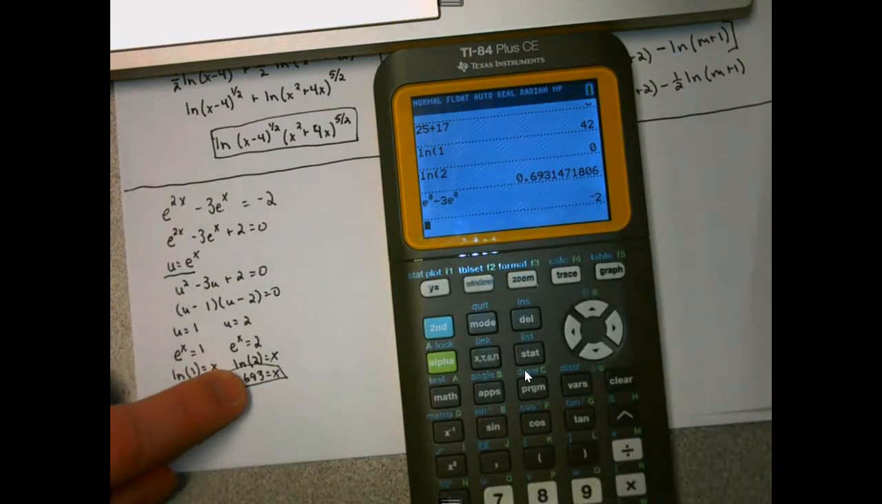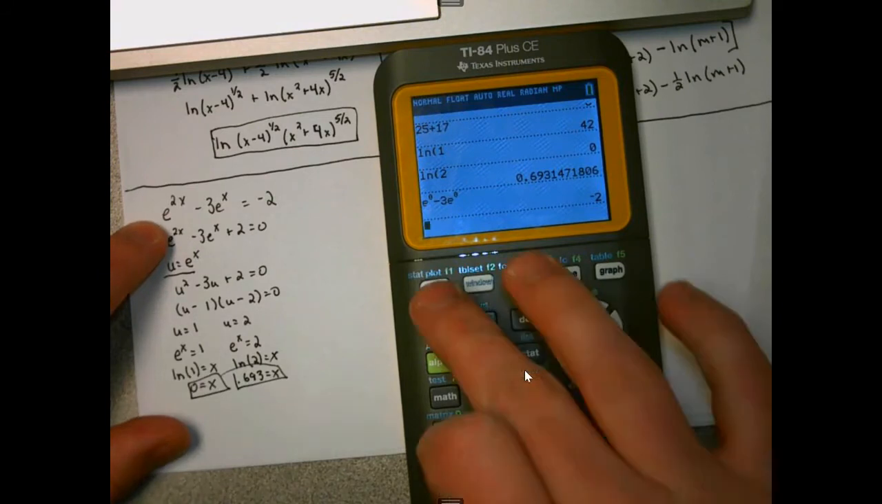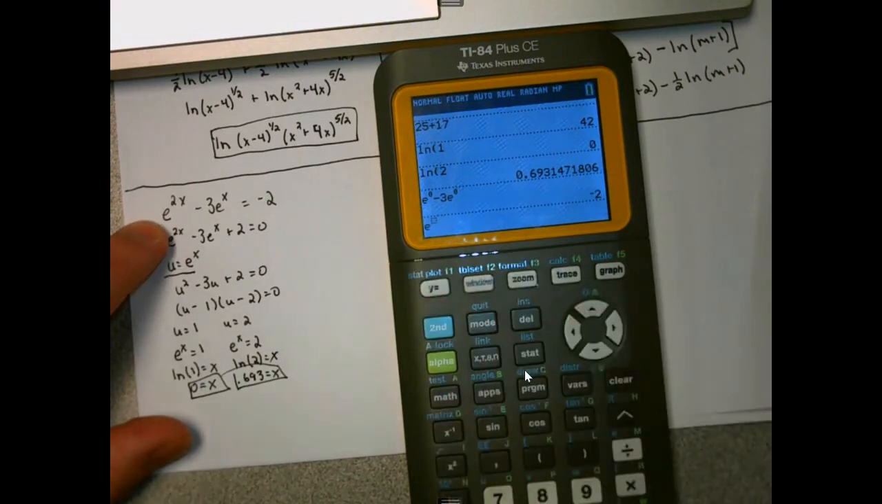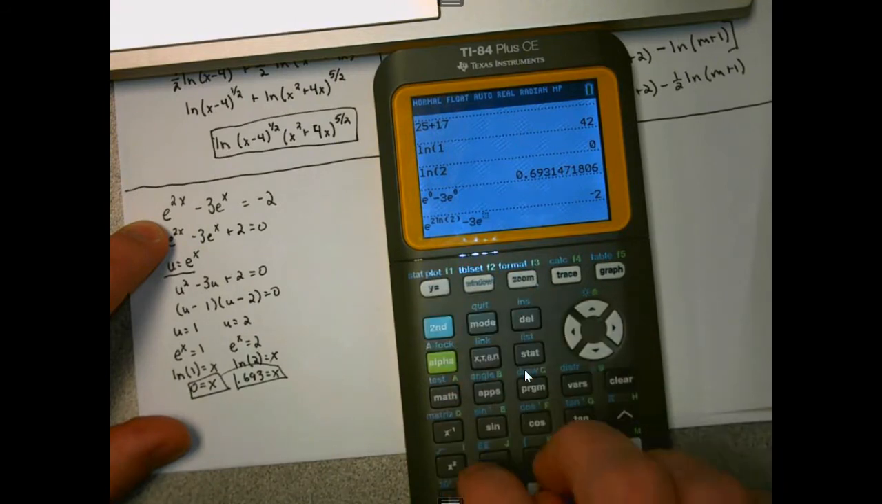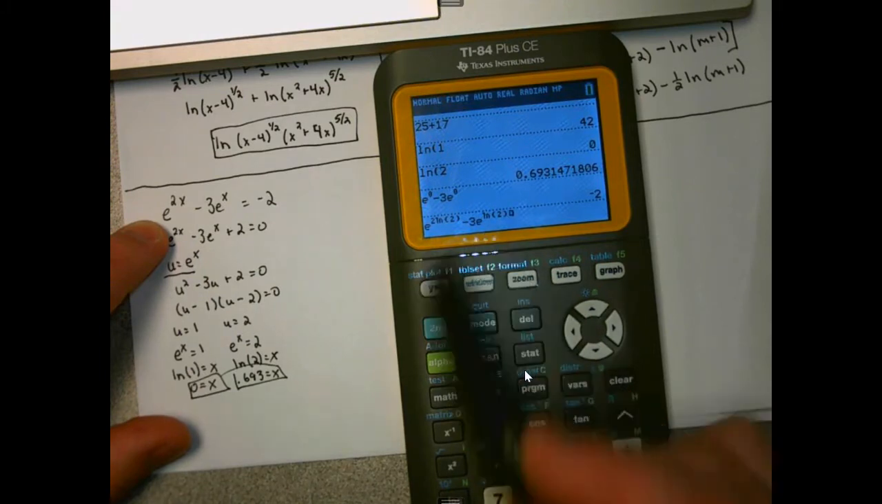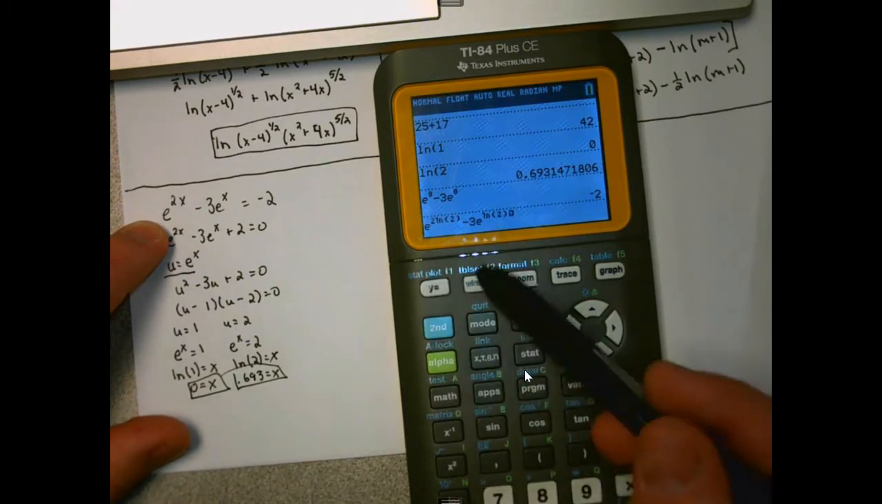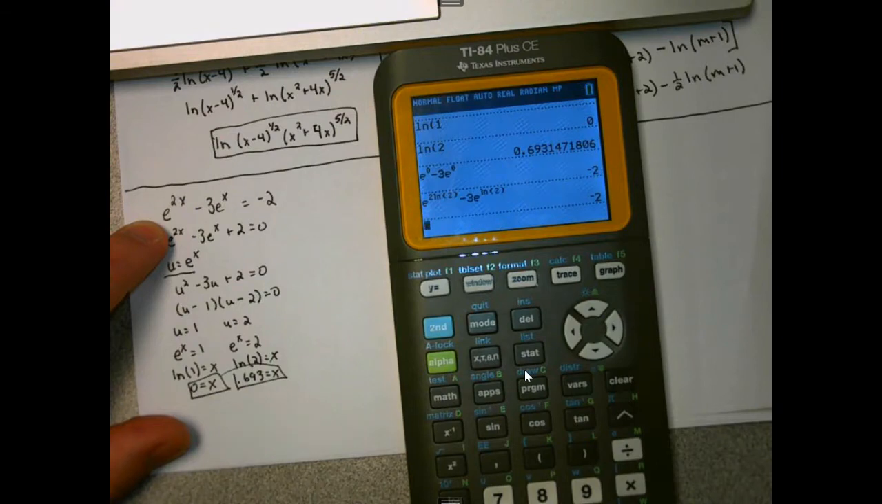You can actually put ln in there, so you can have e to the 2 ln of 2 if you want, minus 3e to the ln of 2. And maybe you can do that in your head there, that your e and your ln cancel, and you get -2.